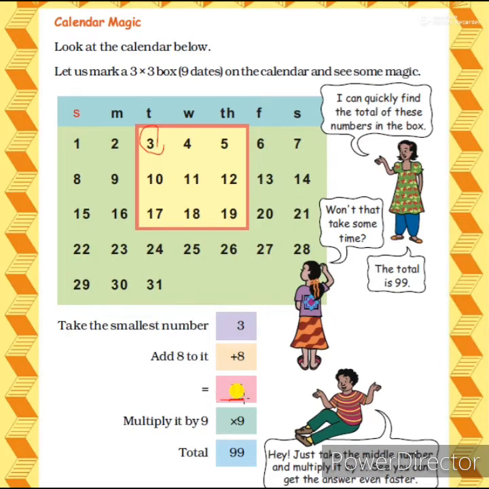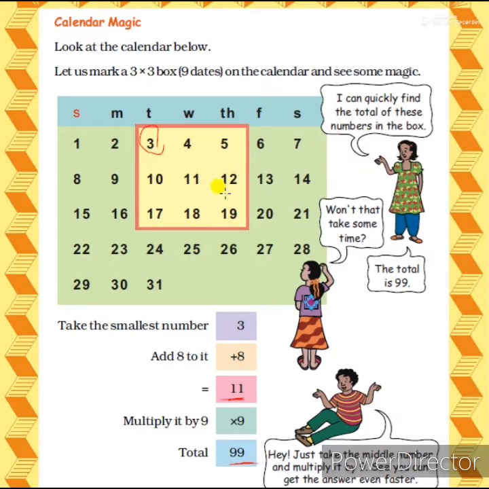Now multiply this 11 by 9, as the total numbers are 9. So 11 multiplied by 9 is 99. The total of all these numbers, from 3 to 19, is 99. This is the easy way to find the sum of these 9 selected numbers.